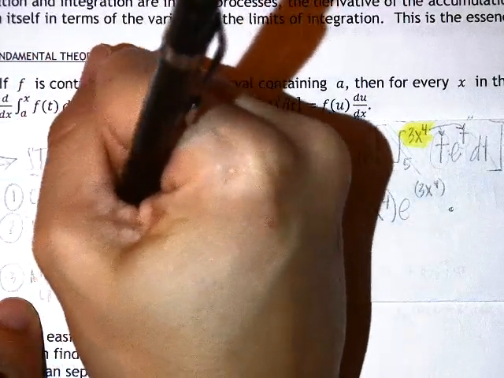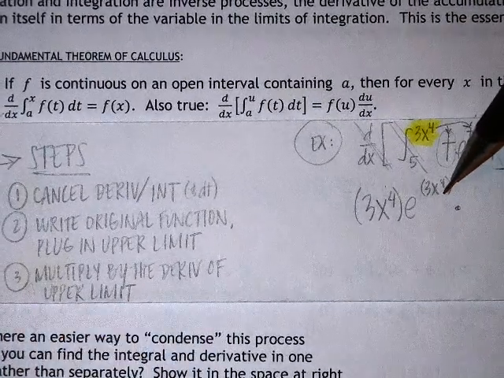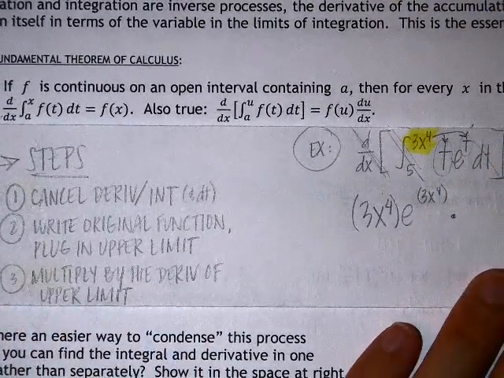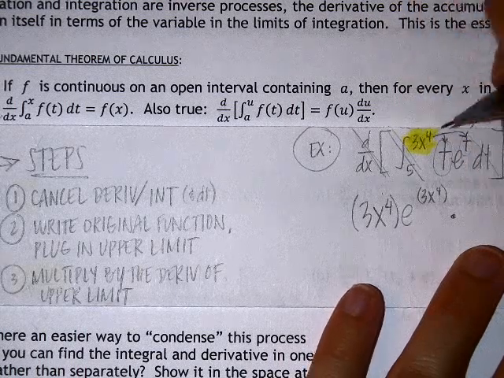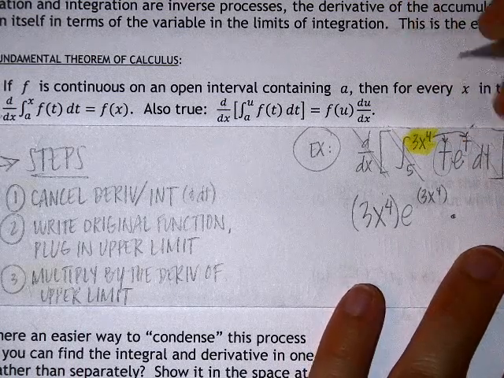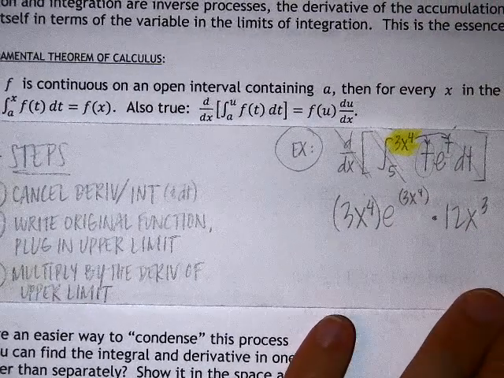That's my chain rule step, because that's technically my inner function. The upper limit is my original function, so I still have to multiply by the derivative of that thing. But that's just an easy little derivative. That's no big deal. Bring down the 4, so that's 12x cubed. Now this technically is my answer.